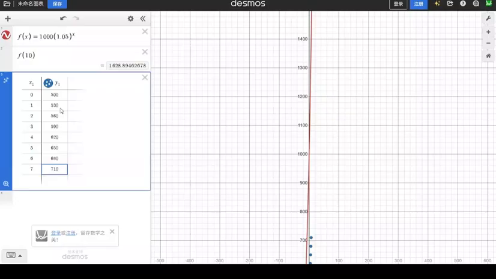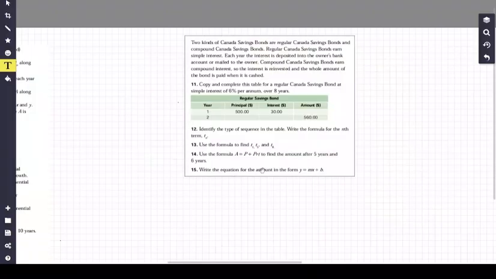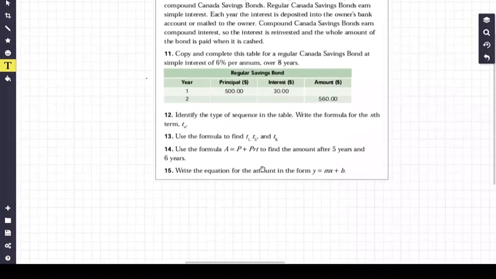It's simple interest, so the sequence right now is just an arithmetic sequence. We're adding 60 each year. We also have a formula to find simple interest, though I don't think you really need it, but they do tell you about it. So A equals principal plus principal times the interest rate and the amount of time that's passed.